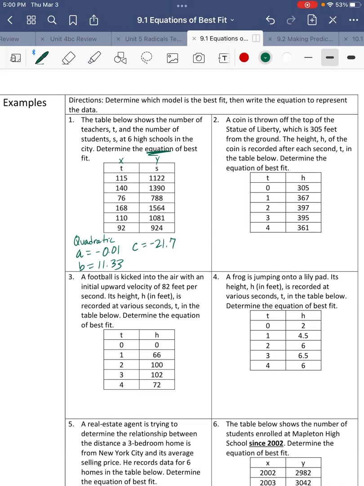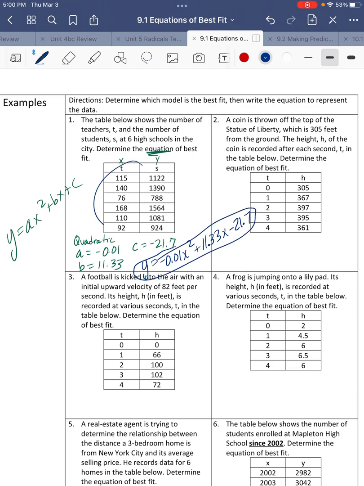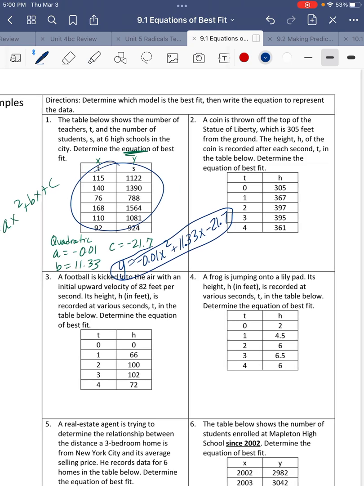We're going to go back to y equals mx plus b, or rather y equals ax squared plus bx plus c. And we're going to substitute a, b, and c in. So we have y equals negative 0.01x squared plus 11.33x, actually not a plus, it's a minus, because it's a negative, so plus a negative is the same thing as subtracting, 21.7. And there is our equation that would best model these points. If you plotted them, it would go the closest to those points of all of them.